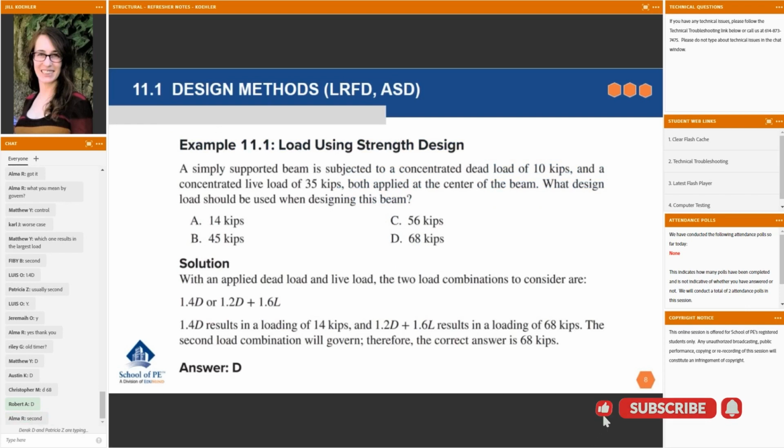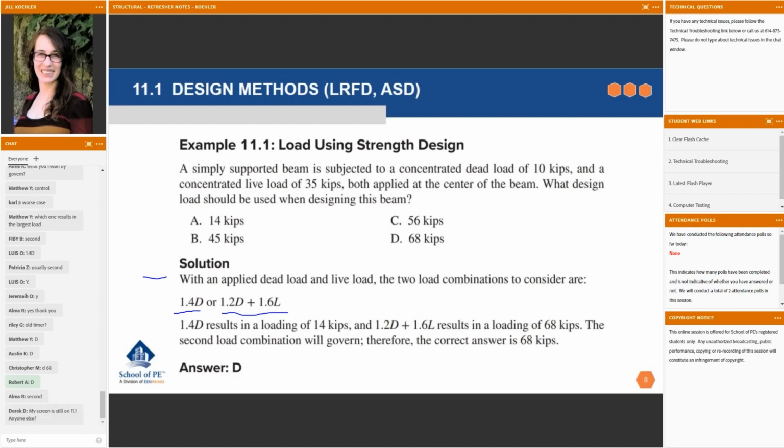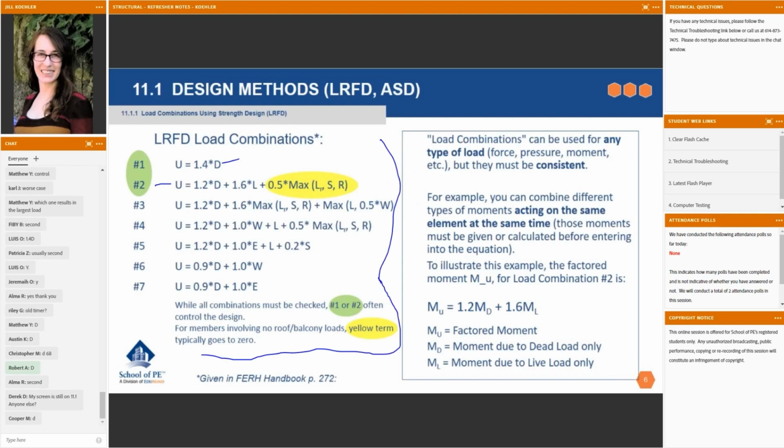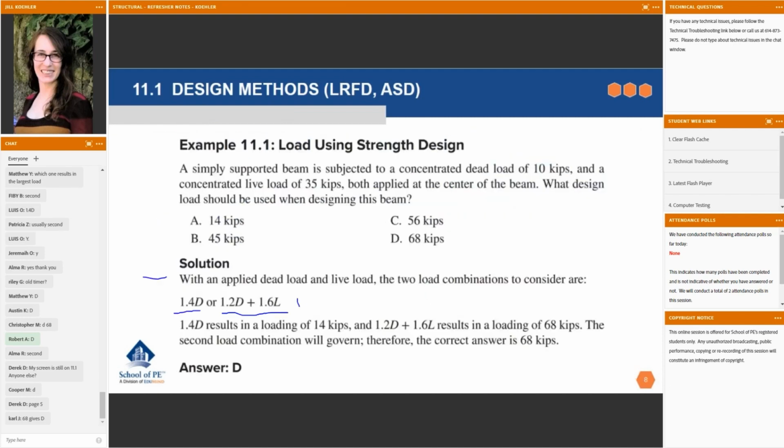All right, so solution. With an applied dead load and live load, the two load combinations to consider are 1.4D or 1.2D plus 1.6L. Now, technically, this one has the rest of it, which is 0.5 max of roof live load, snow, or rain, but this particular problem did not tell us anything about roof, snow, or rain, so that whole term will go to 0. So that's why this is not written out. I'm going to put times 0. So we're going to check both of these and then see which one governs.